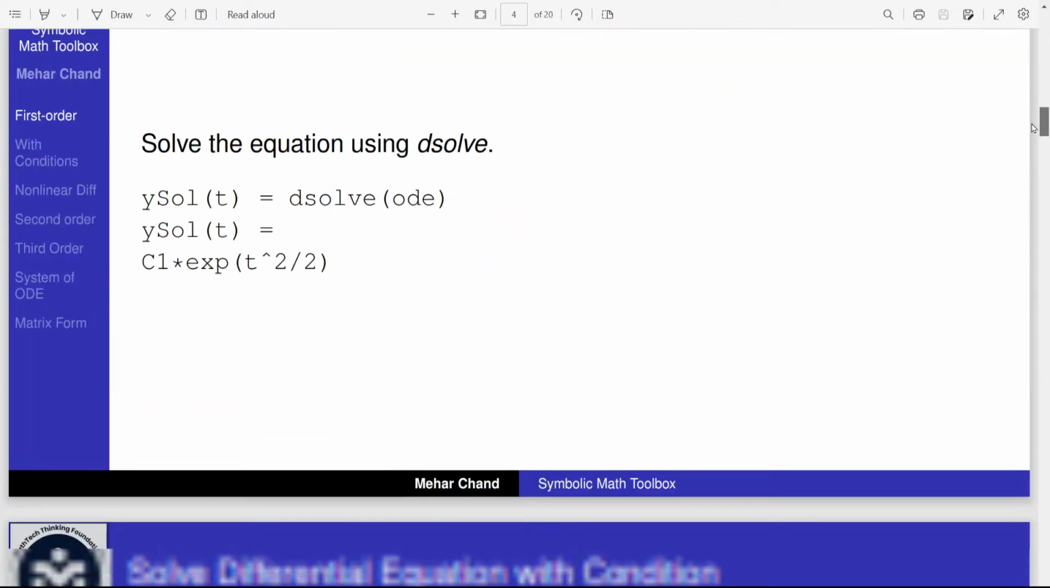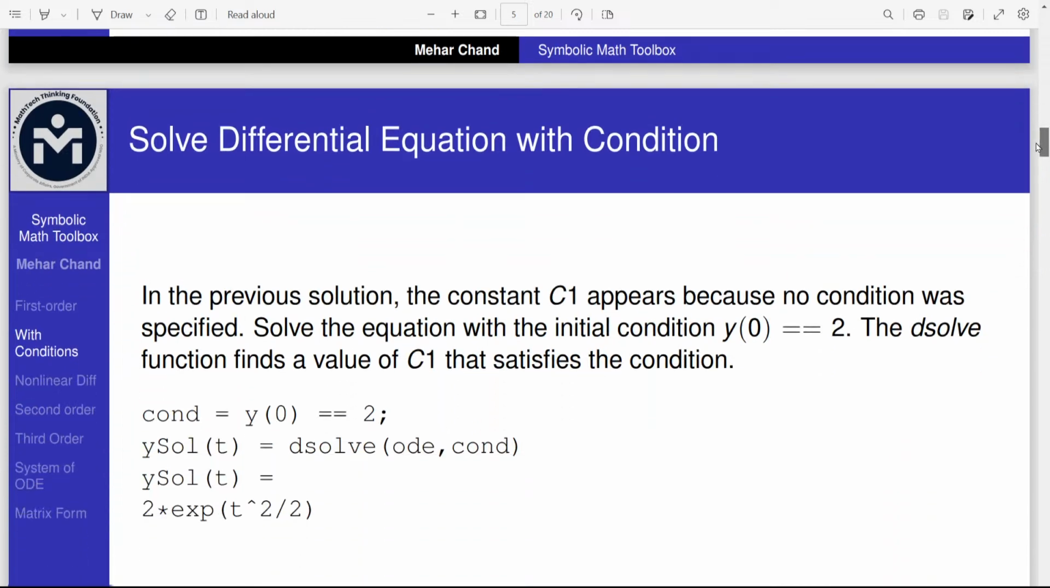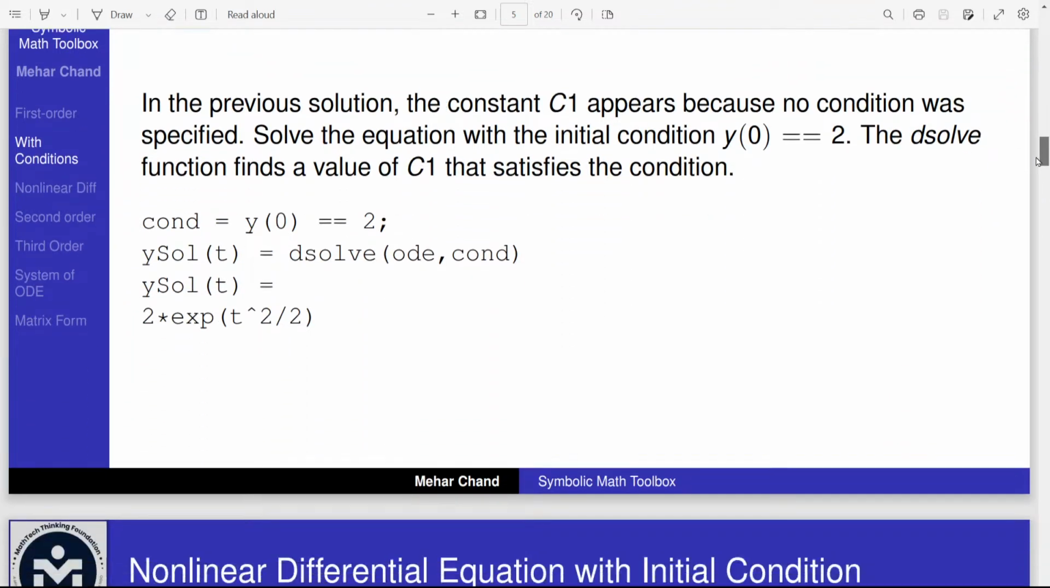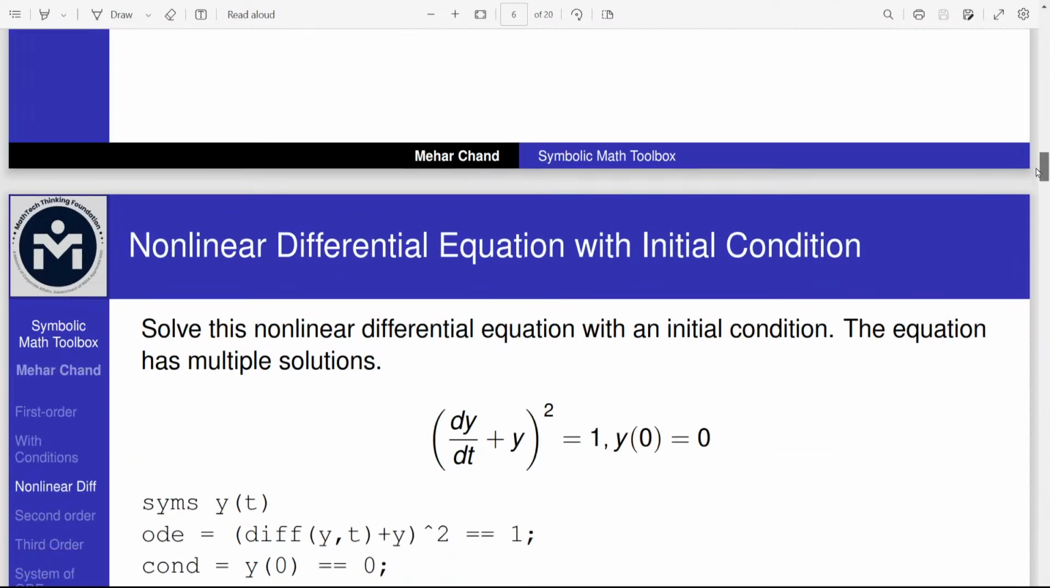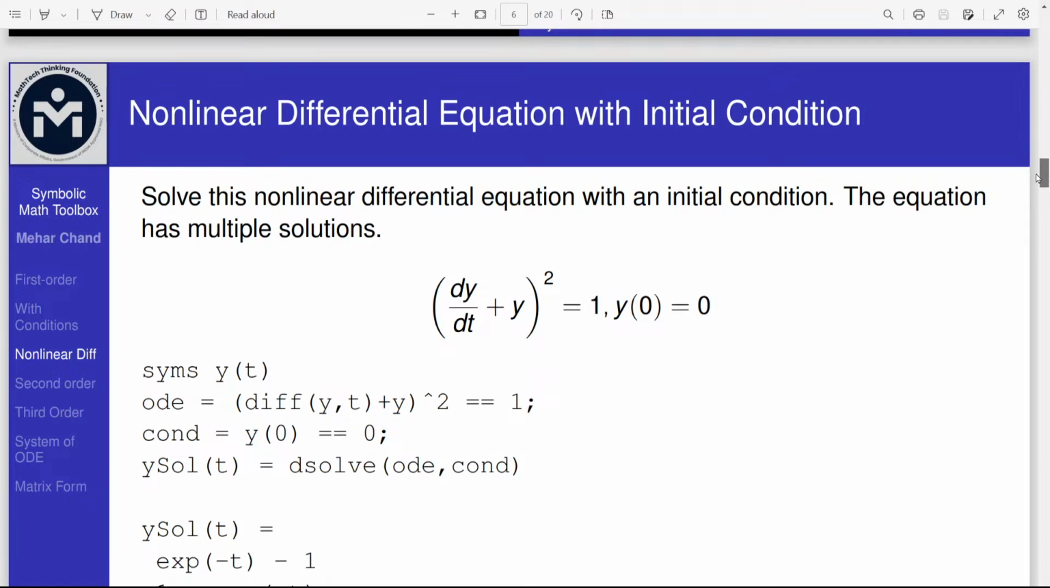So this part has been discussed. This also has been discussed. Solve the differential equation with condition. This part also has been discussed. If we have a nonlinear differential equation with initial condition, then how can we solve this type of problem? Okay, see here.